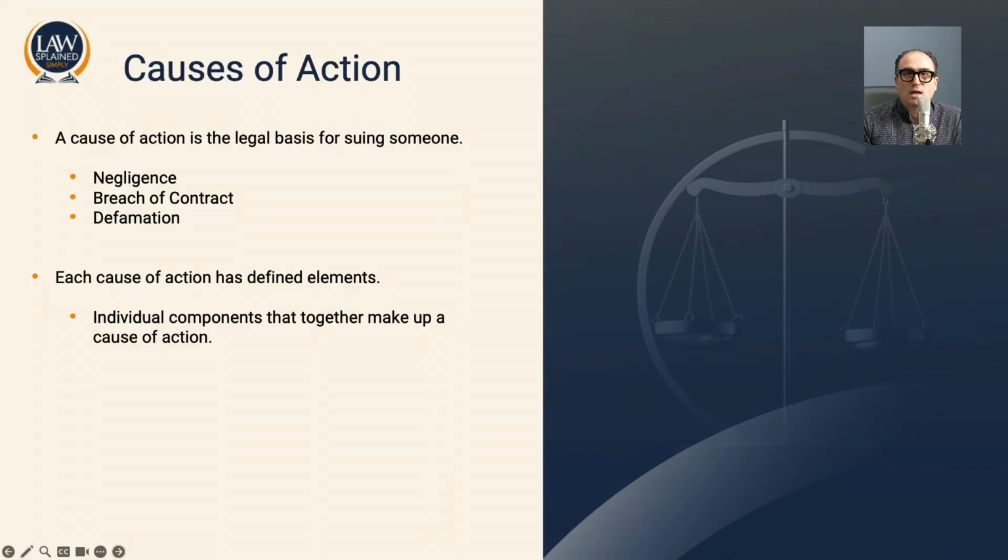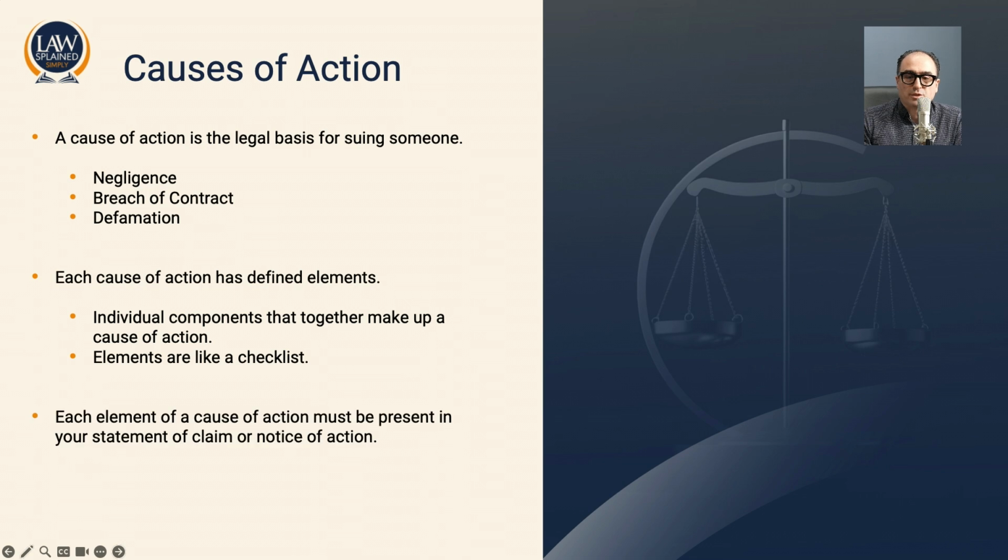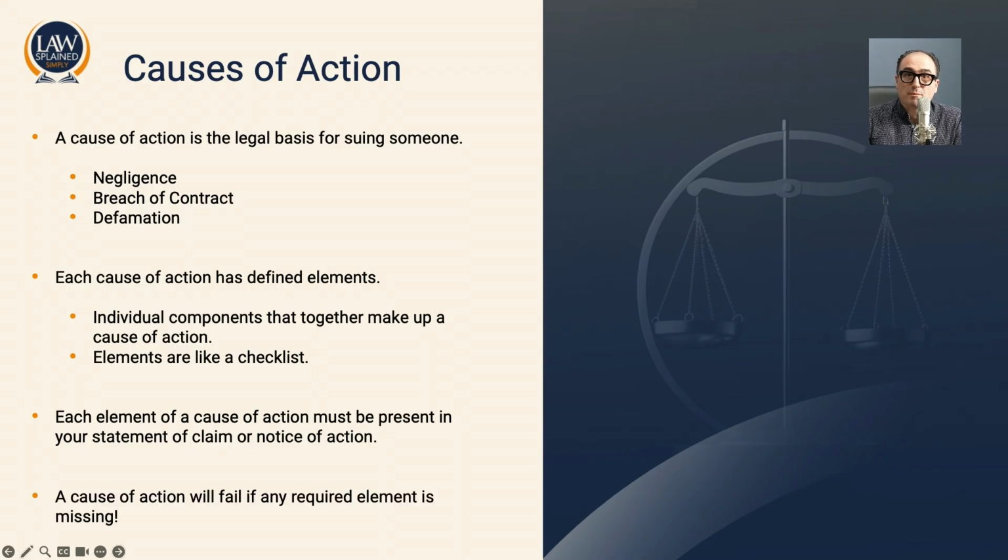And each cause of action has defined elements. And these elements are individual components that together make up the cause of action. You can think of this as a checklist. The things that you need to say or write in order for the cause of action to be complete. And each element of each cause of action must be present in your statement of claim. And if there's an element missing, that cause of action can fail.